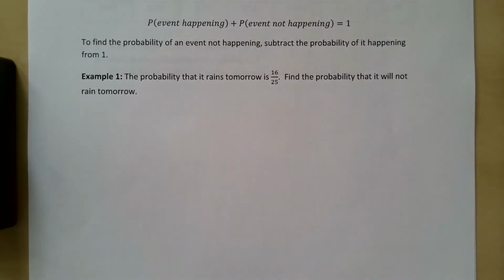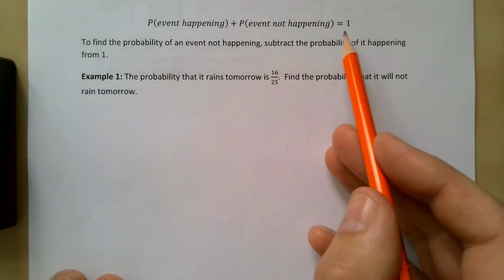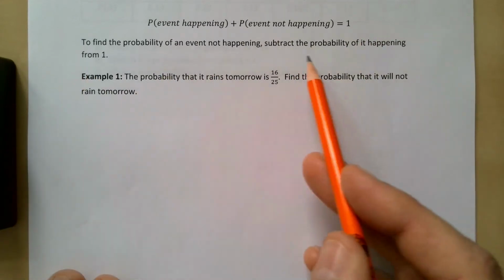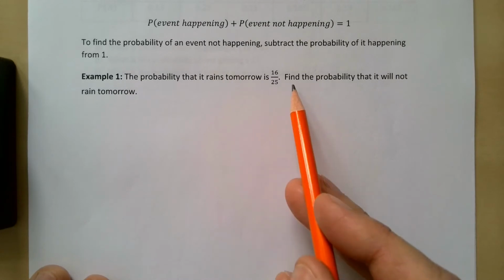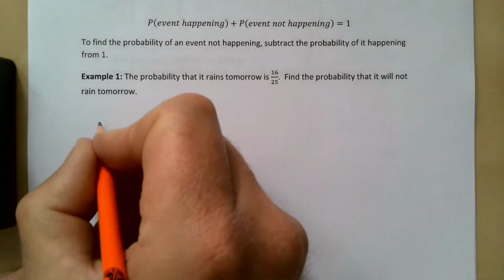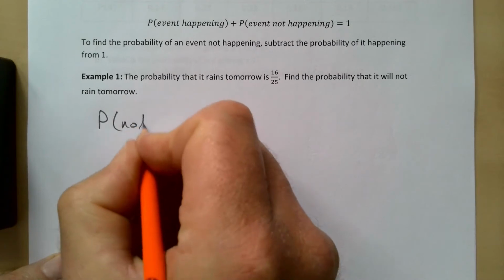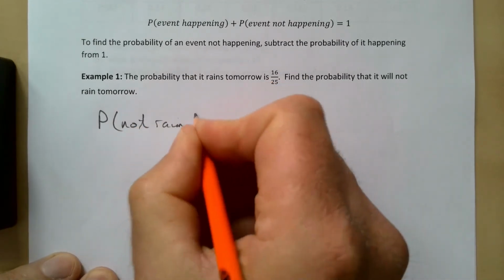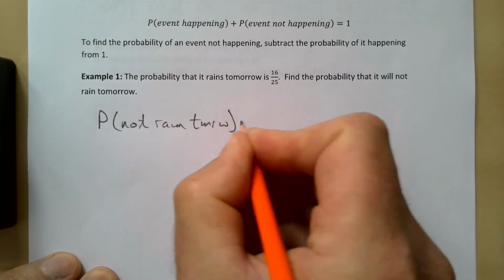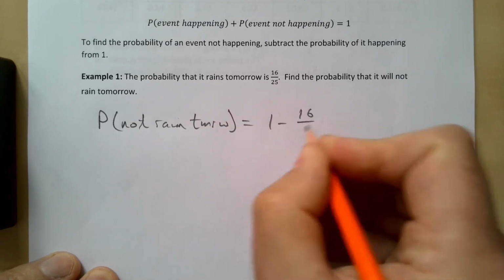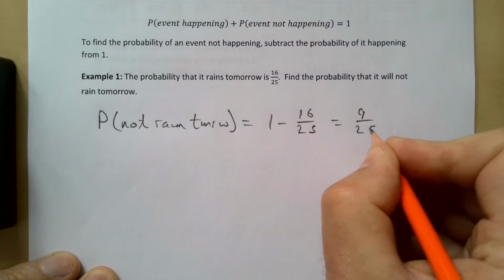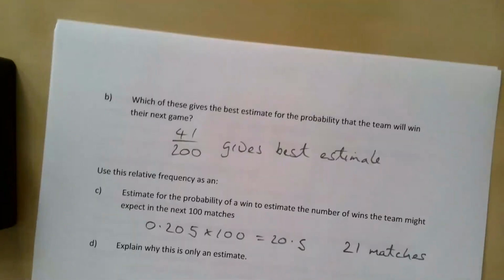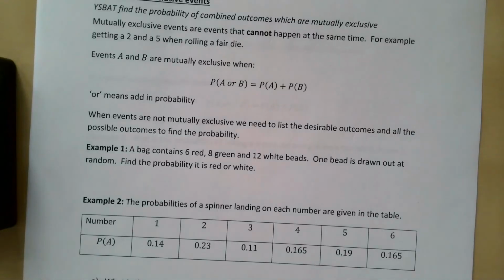On to the next wee topic then, a very straightforward one as well: the probability of an event not happening. The probability of an event happening plus the probability of an event not happening equals 1. To find the probability of an event not happening, subtract the probability of it happening from 1. The probability it rains tomorrow was 16 over 25. Find the probability it will not rain tomorrow. So the probability of no rain tomorrow equals 1 minus 16 over 25, and that gives me 9 over 25. Doesn't get much more straightforward than that.